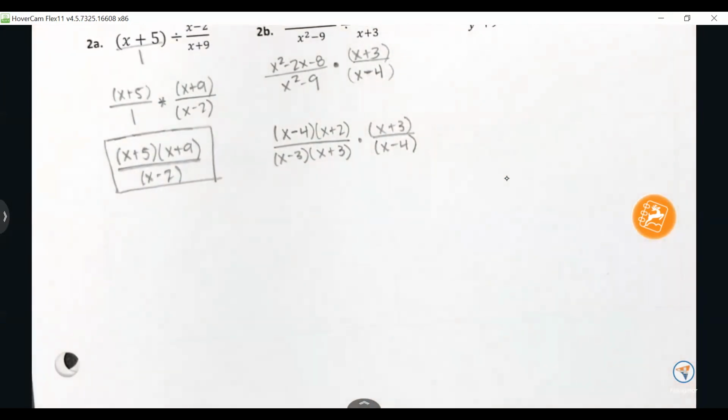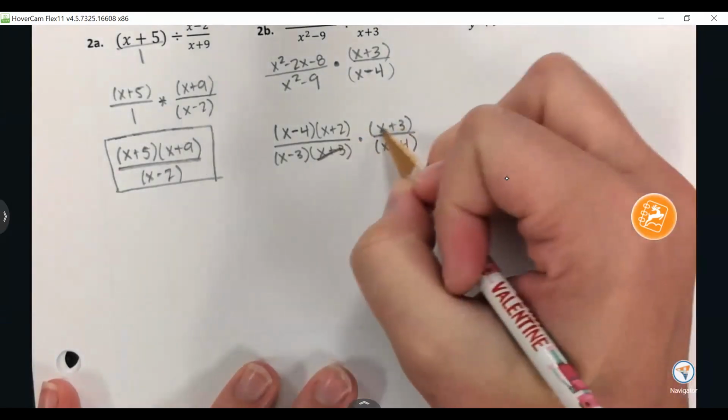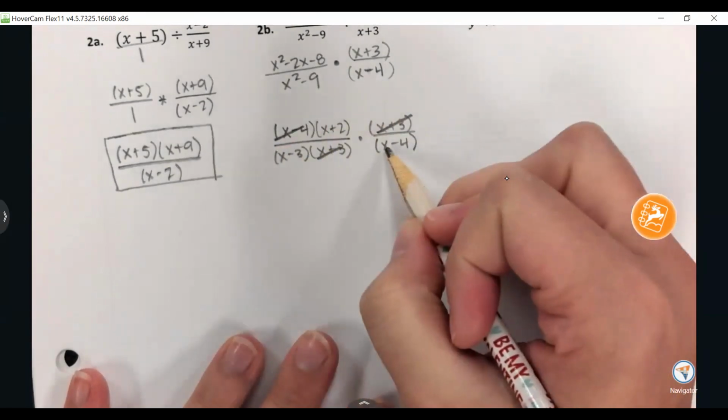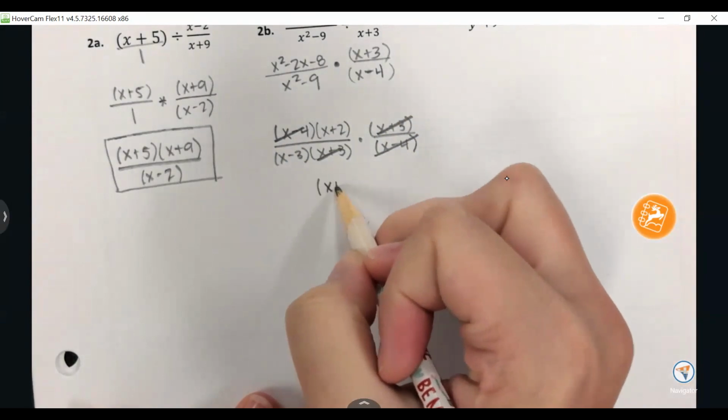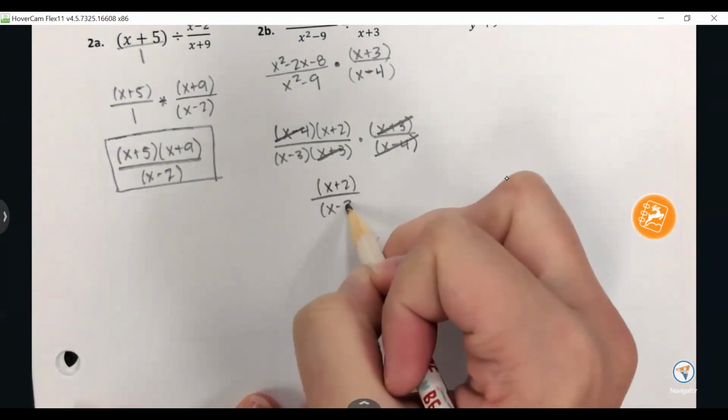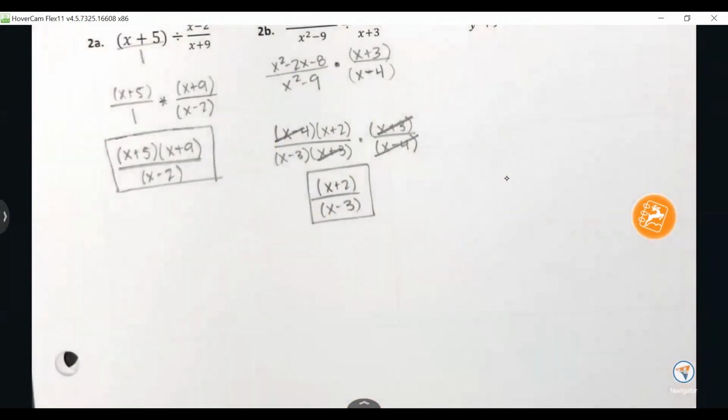And once you get your fractions, then you can start simplifying or canceling out. So which ones can I cancel out? X plus 3's can cancel out. X minus 4's can cancel out. So what am I left with? X plus 2 over x minus 3. Very good. Okay.